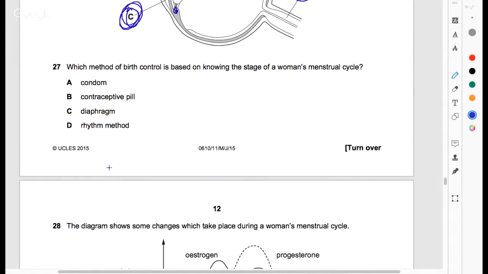Which method of birth control is based on knowing the stage of the woman's menstrual cycle? Condom, contraceptive pill, diaphragm, or rhythm method? So all of these first three work, well, the condom and the diaphragm both work by preventing the sperm from reaching the egg. The contraceptive pill prevents the woman from producing the egg in the first place. So they work whatever the stage of the menstrual cycle is. Whereas the rhythm method basically means abstaining from sex when the woman is ovulating, so that there's no chance of sperm meeting an egg. It's less effective than the first three, but does not involve artificial contraception. So rhythm method is the correct answer.